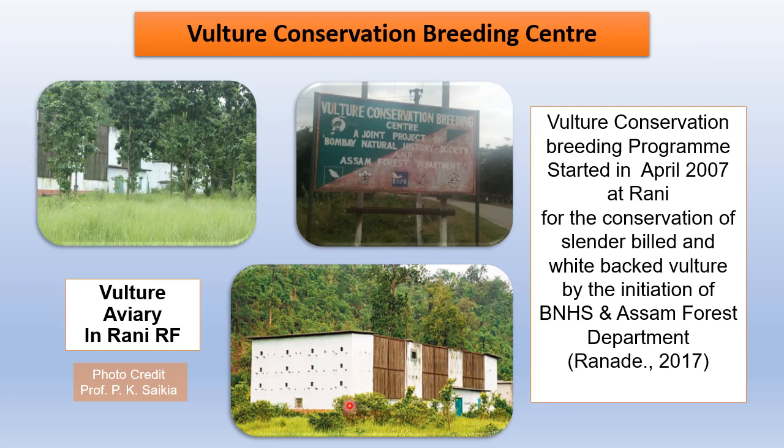For the conservation of the 3 critically endangered Gyps species, the vulture conservation breeding program was started. And in Assam, it was started from April 2007 at Rani for the conservation of slender-billed and white-backed vulture by the initiation of the Bombay Natural History Society and Assam Forest Department. These are different types of aviaries for breeding, nursing, and housing vultures constructed at Rani.